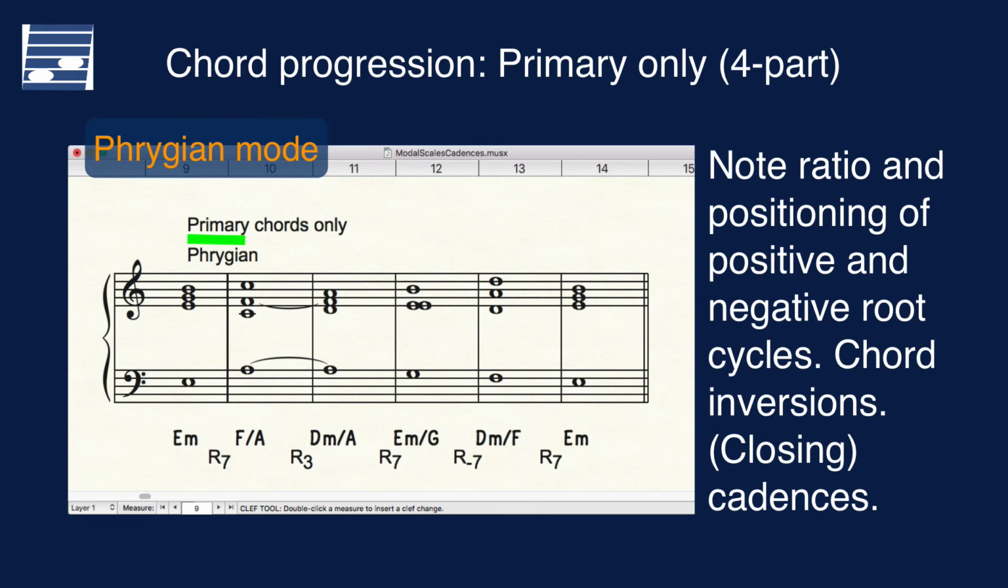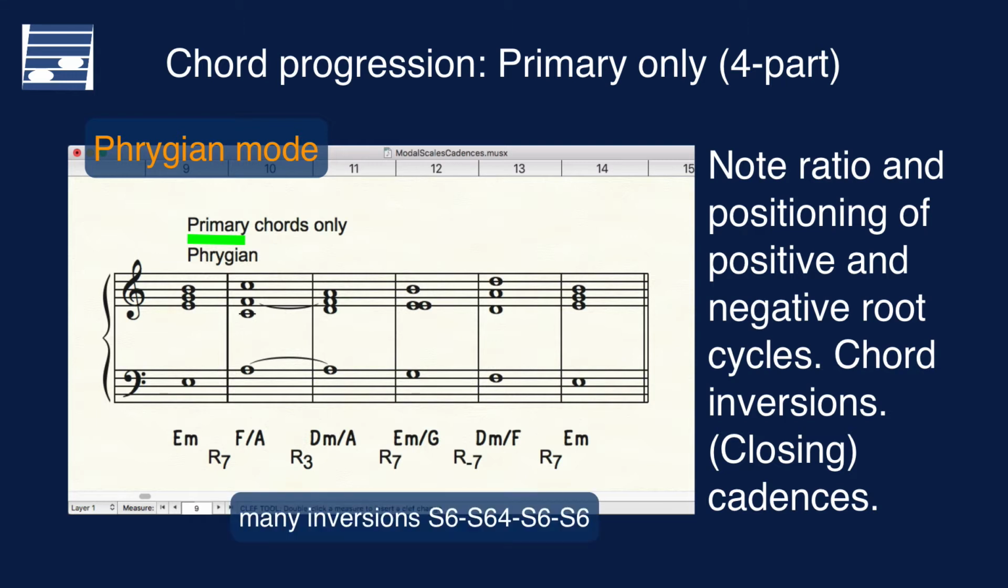Here's a somewhat longer chord progression using primary triads only, in the E Phrygian mode. Now we have more positive than negative root cycles, and we close with an R7 root movement in a typical modal closing cadence. This progression contains many inverted chords. In first inversion chords, with the third in the bass, we avoid doubling the 3 in the upper parts.